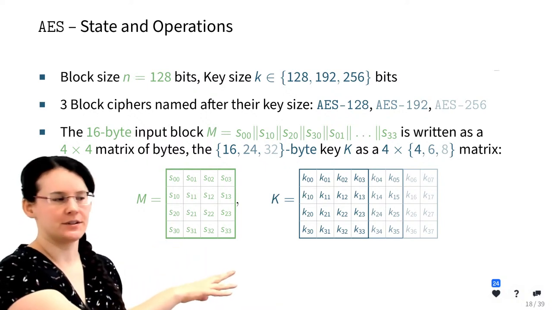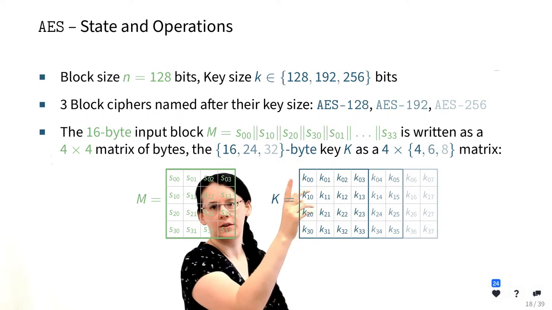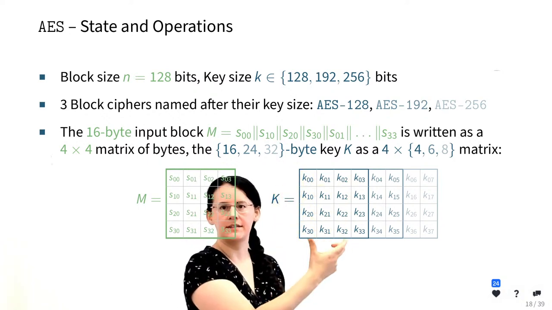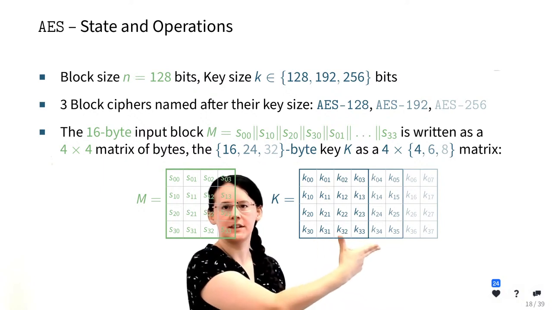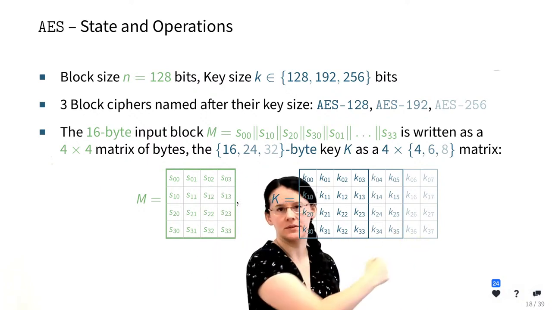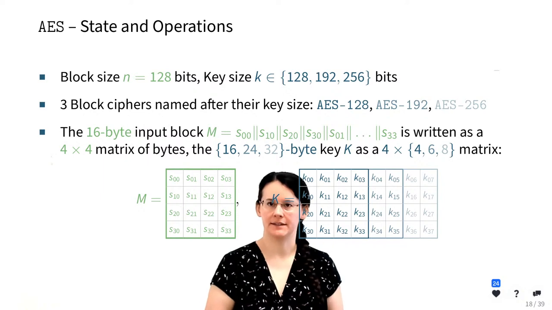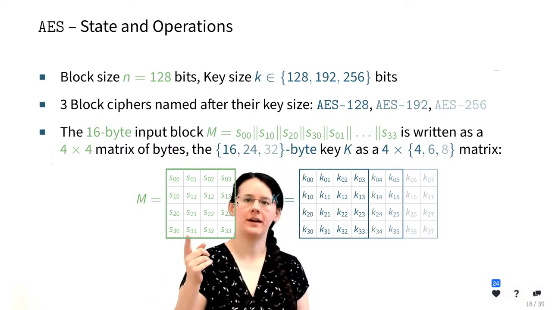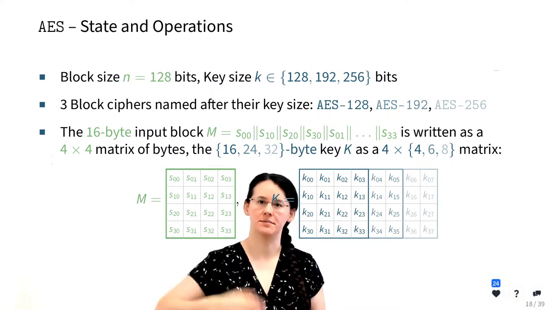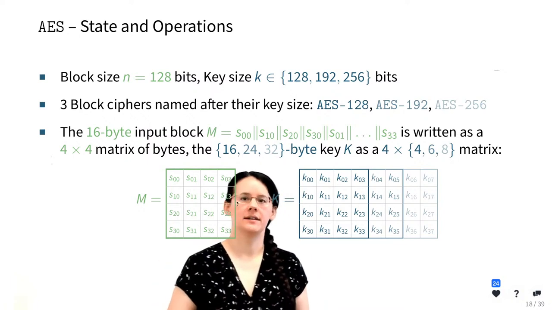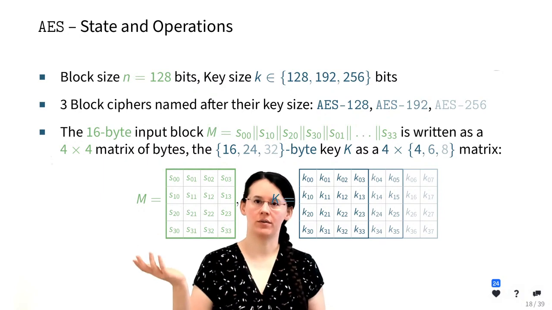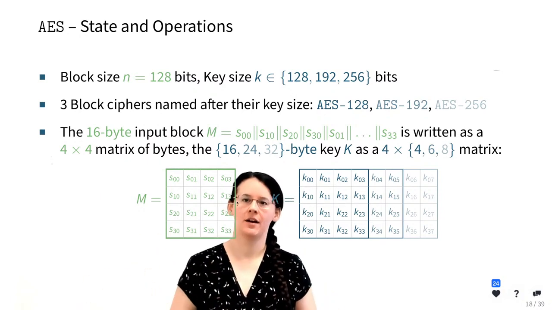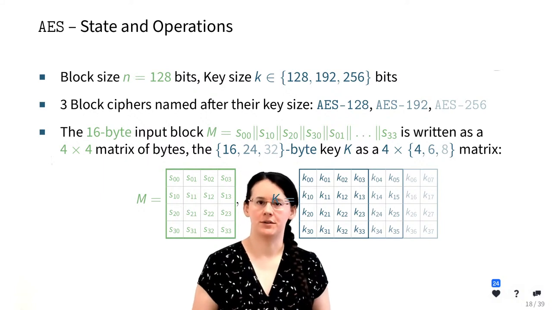And the key is represented in a similar way. So if it's the 128-bit key, it looks exactly the same. For the higher keys, you have more columns, so either 6 columns or 8 columns for the larger two sizes. And all the operations inside AES operate on this state and use this matrix view. And since it's organized in bytes, you can already imagine approximately that the operations are also going to be byte-based, which makes them well-suited for software.